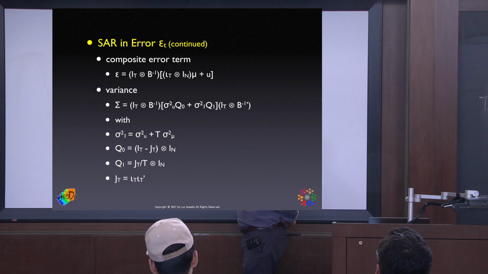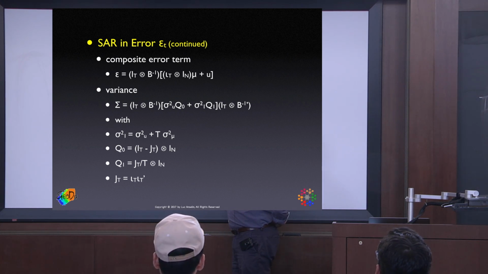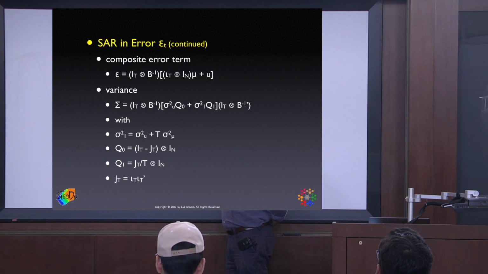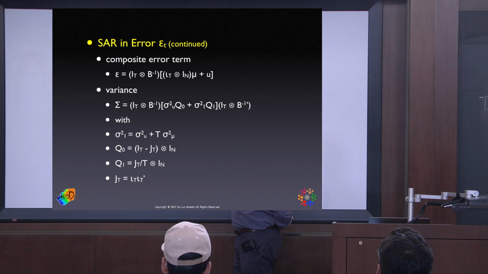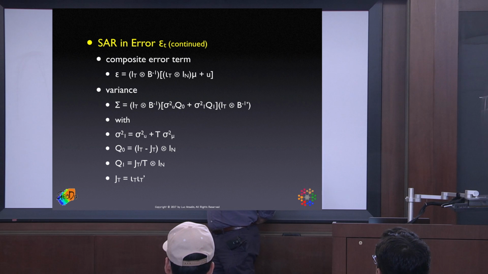So these are two transformations. Q naught is the one that we know. It's the deviations. This may be a typo. I can't remember whether this is divided by t or not. And then Q1 is the average over time. And then each of these have a variance term associated with this. And this you may recognize from the standard panel expression.